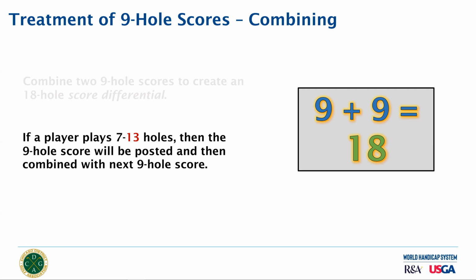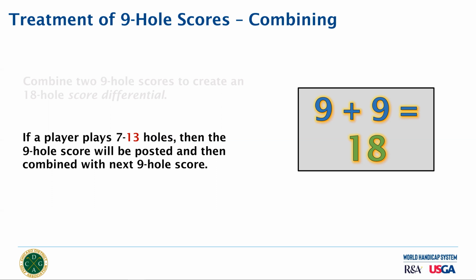One other important aspect of the WHS is there is no longer a 9-hole handicap index. Under the USGA system, an individual who only played 9 holes could have had a 9-hole handicap index. It would have been designated with an N behind it. It might have been an 11.6 N or a 9.2 N. Under the World Handicap System, every golfer, regardless of whether they play only 9 holes at a time or not, will have an 18-hole handicap index.